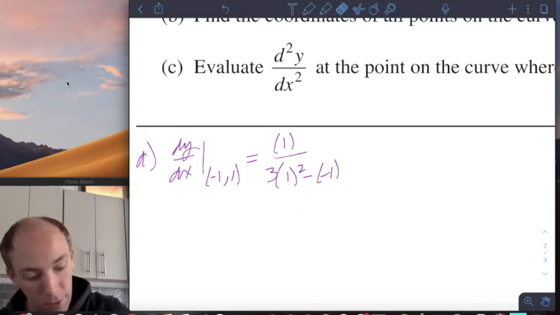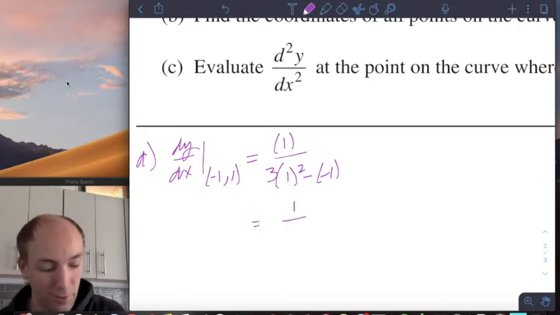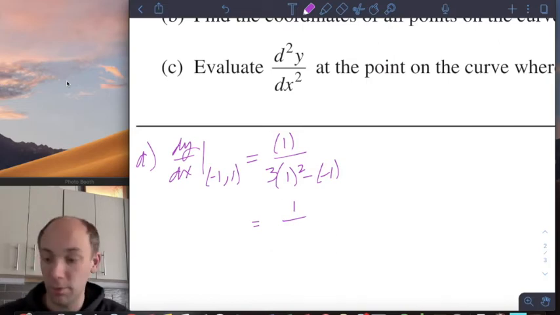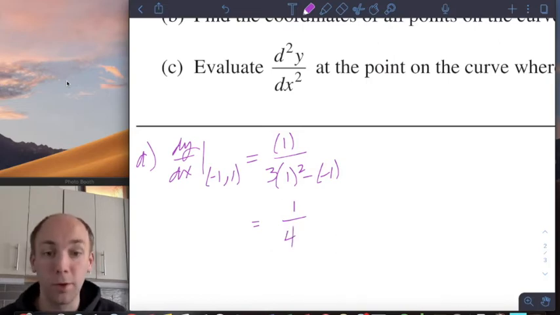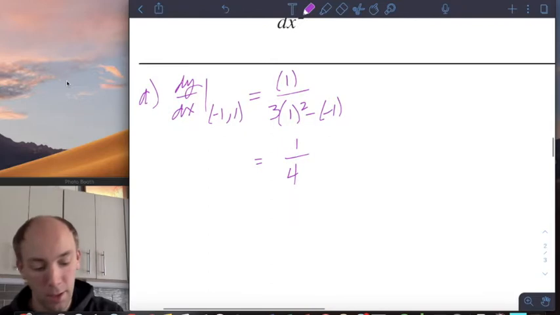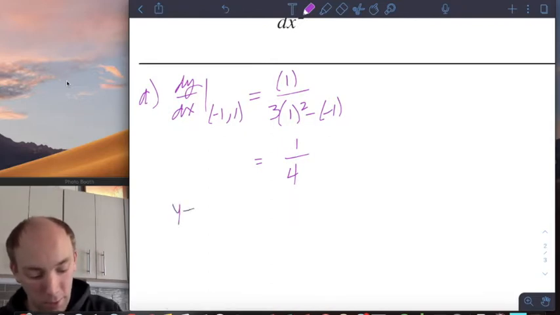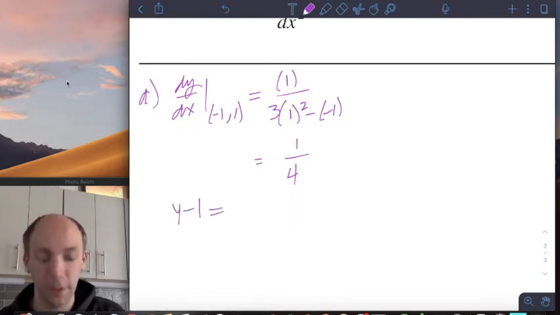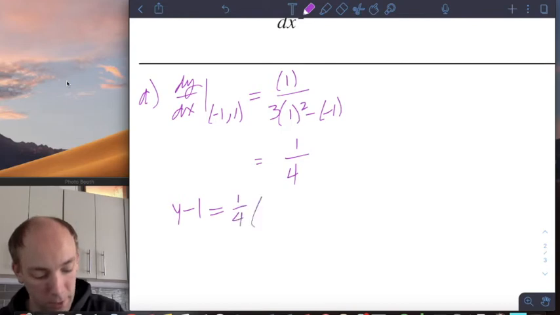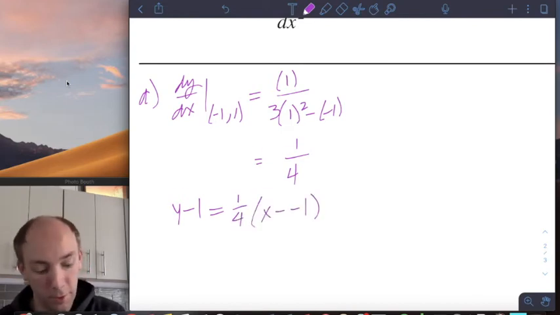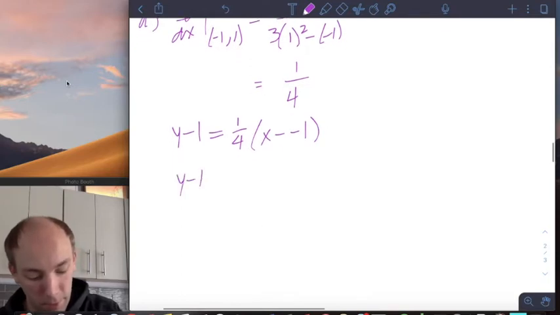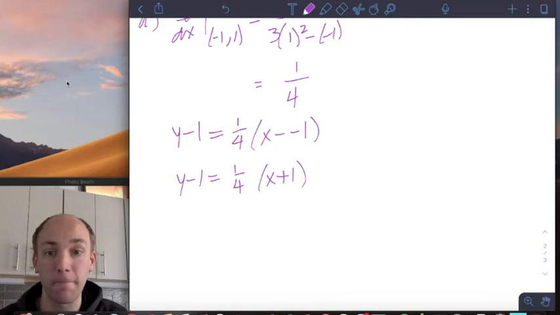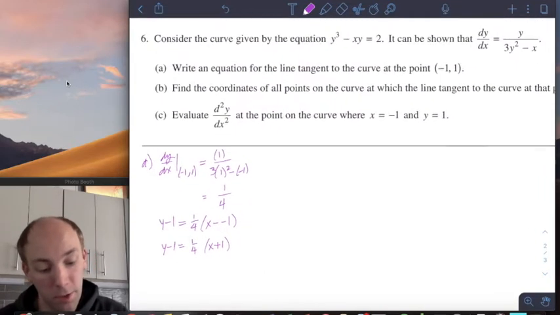Okay, so let's see here. On the top, I just get 1, and the bottom, 3 minus negative 1, would be 4. So my slope is 1/4. So the equation of the tangent line: y minus the y coordinate equals the slope times x minus the x coordinate, or you could say plus 1. So y minus 1 equals 1/4 times (x plus 1). Okay, there's your equation of the tangent line.